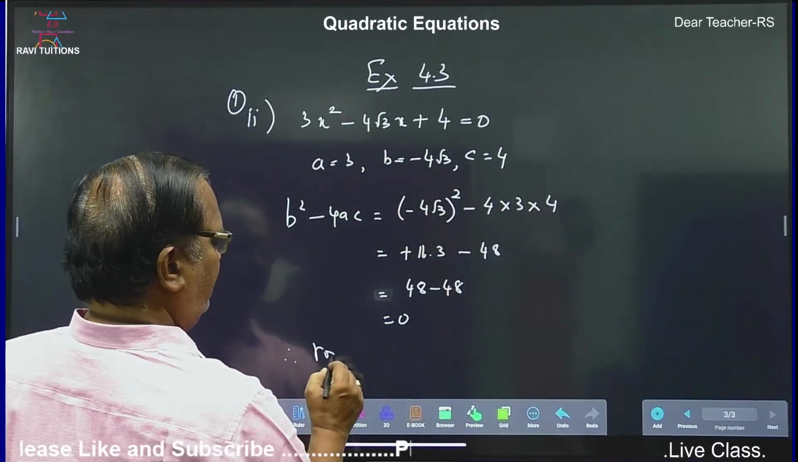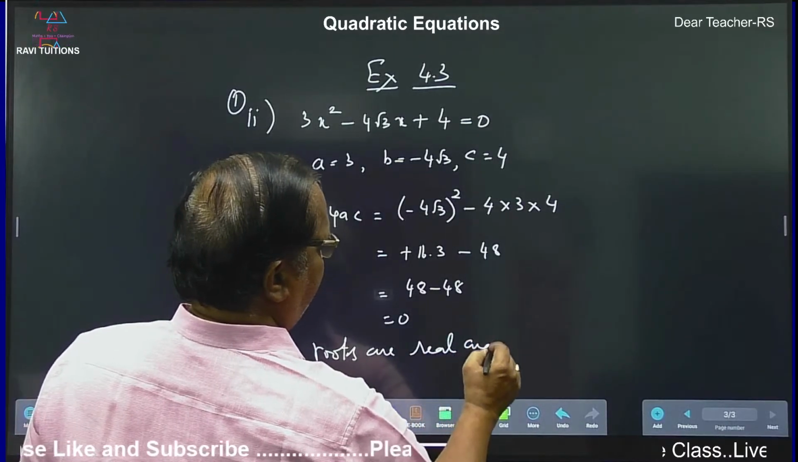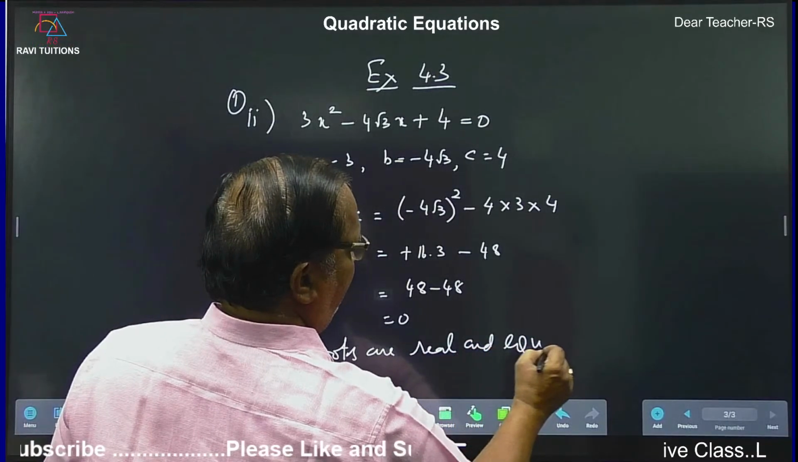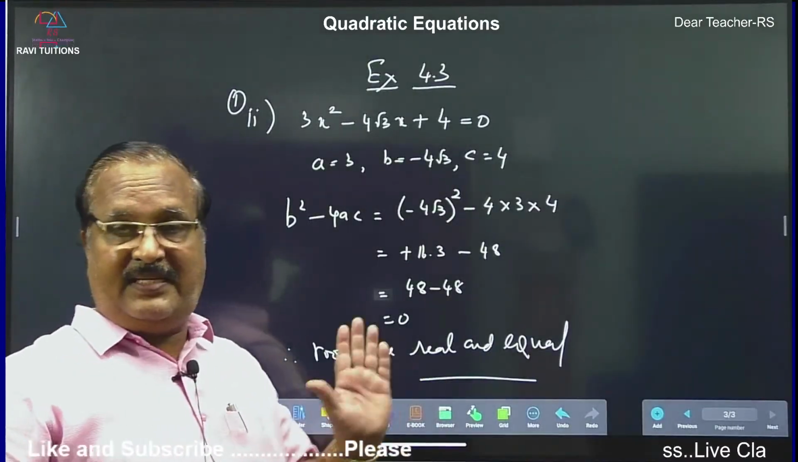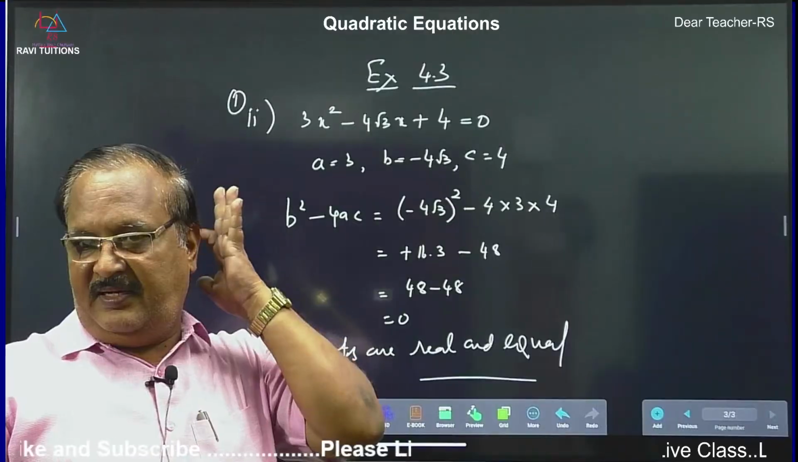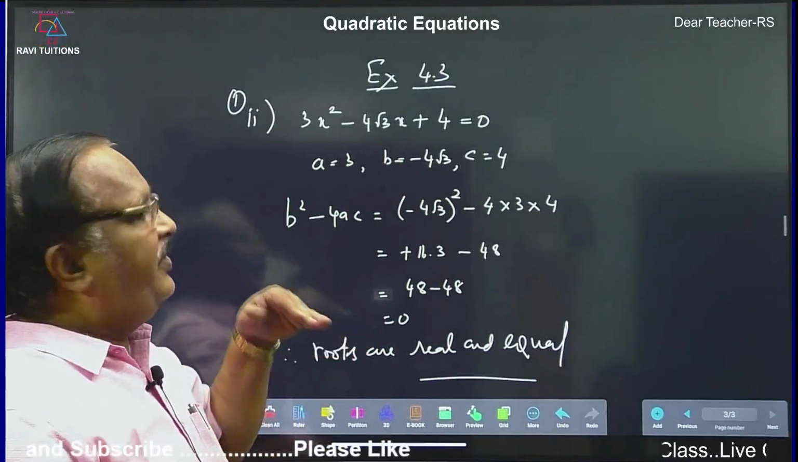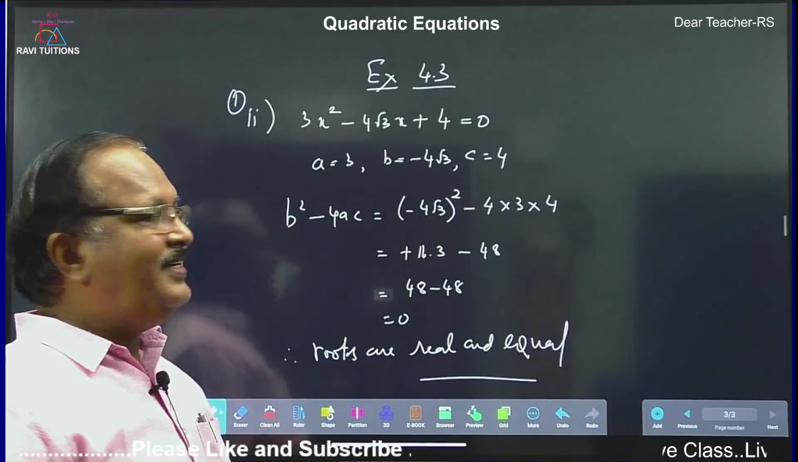Therefore, roots are real and also equal. So the roots are existing. Task 1 is completed. Now task 2. What is task 2? You have to find out the roots.